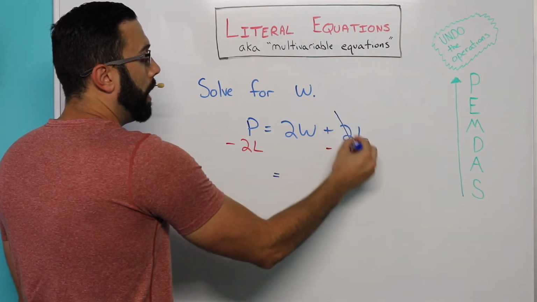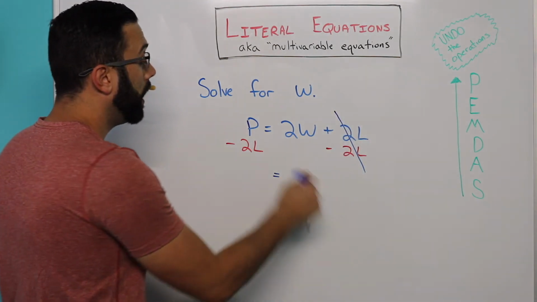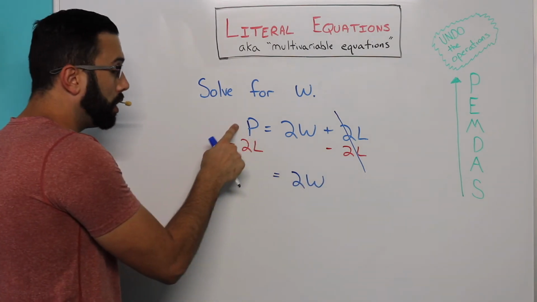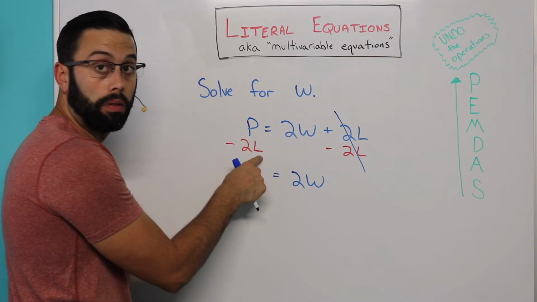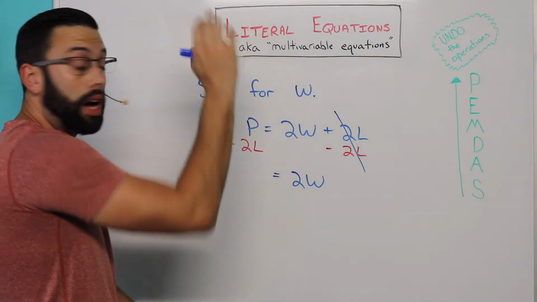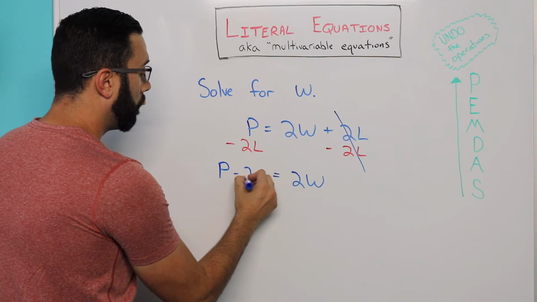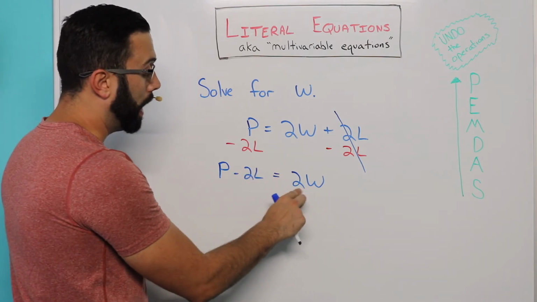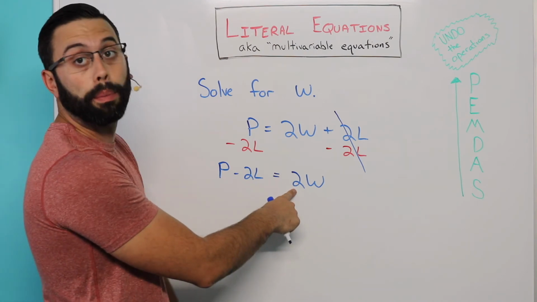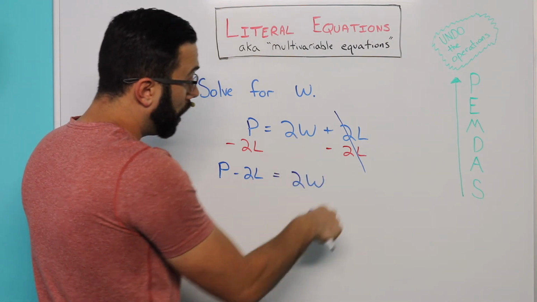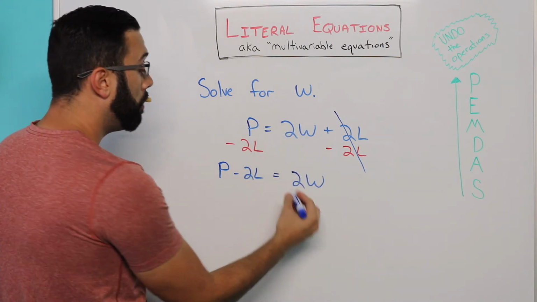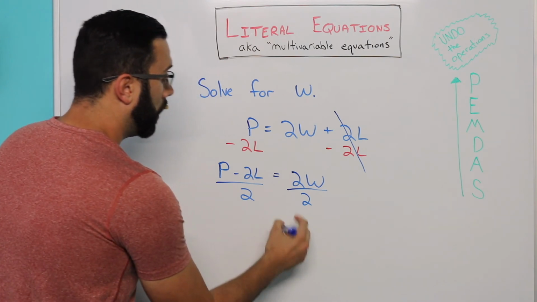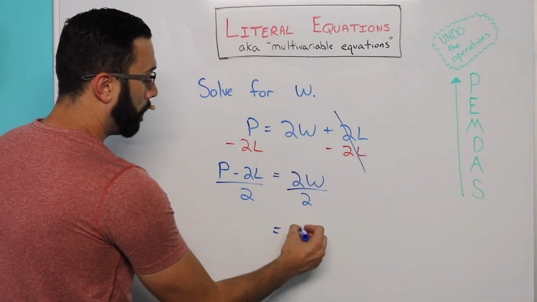2l minus 2l, they drop out because anything minus itself is 0. I'm left with 2w on this side. And look, literally, what do you see? I see P minus 2l. It's written vertically, so I'm going to write it horizontally just to keep it clean. Now my w is almost by itself. Well, what's with it right now? A 2. What's the opposite operation of 2w? That's multiplication, so we're going to divide by 2. Now I'm left with, well, what's 2 divided by 2? 1. I'm left with w.